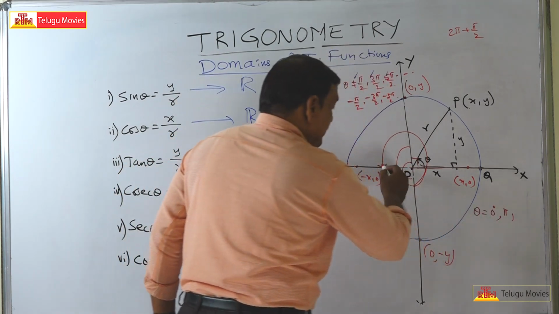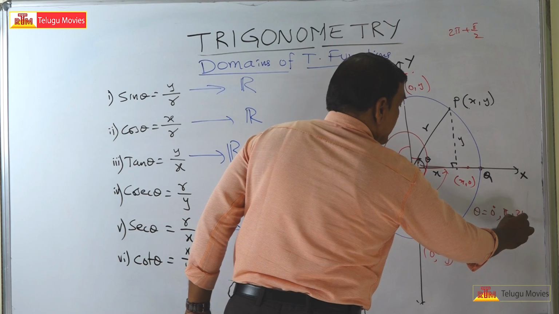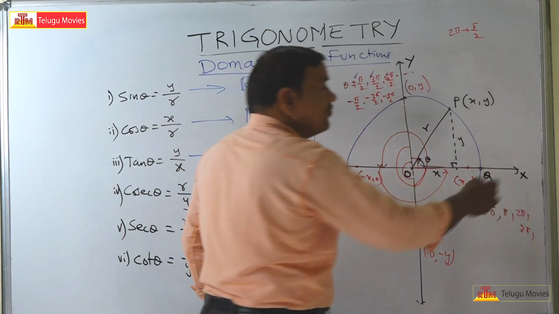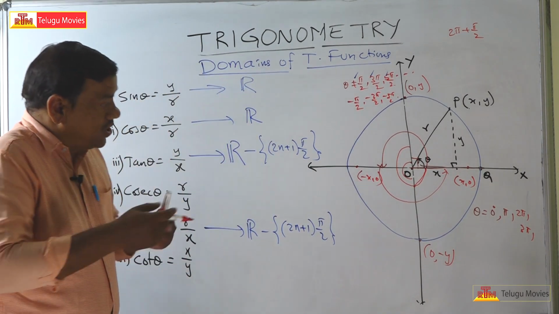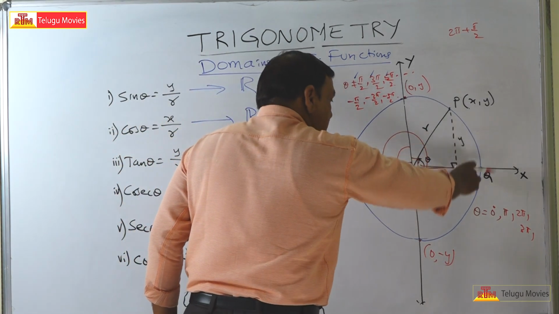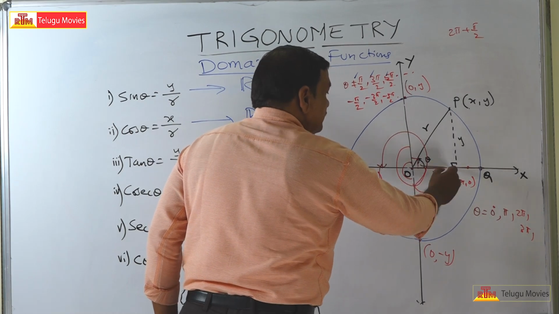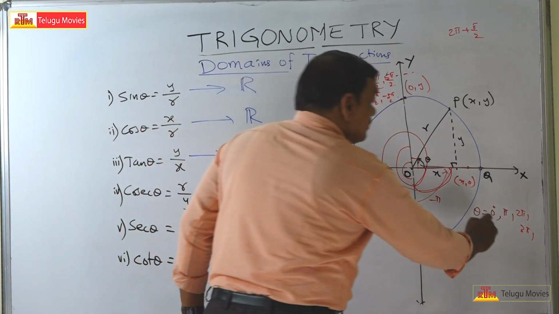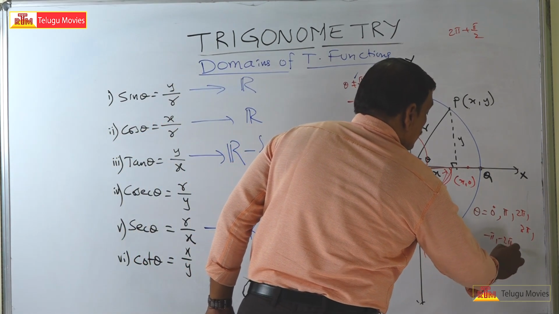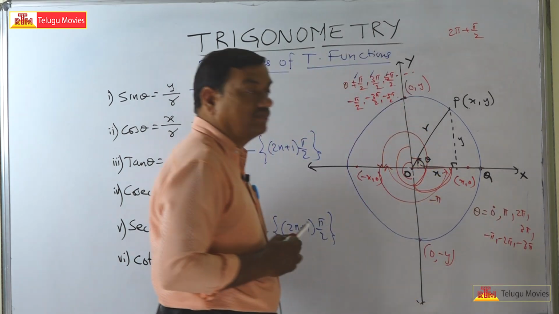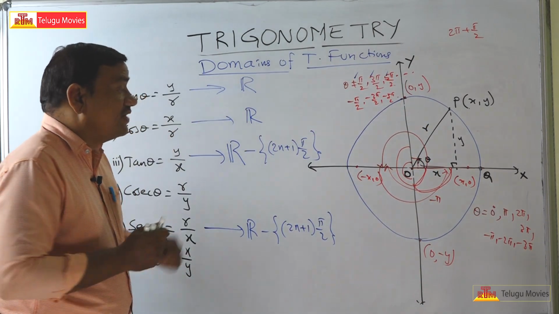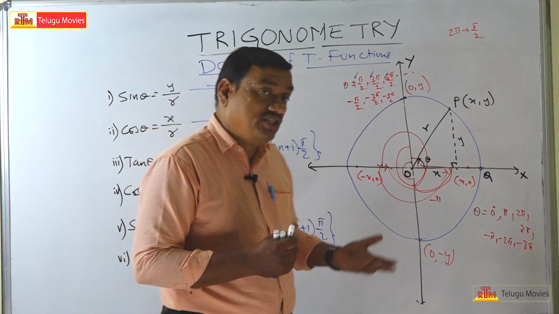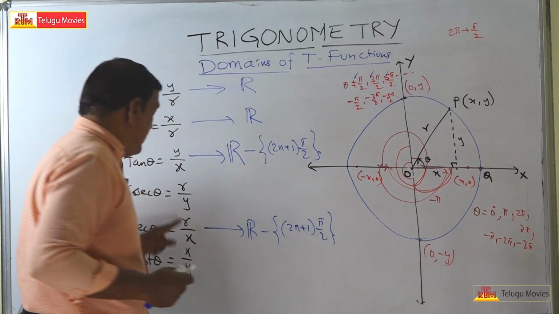If the terminal side comes here, what is that? Pi. If it completes one rotation, 2 pi. If it completes again, 3 pi. Again 4 pi, 5 pi, 6 pi. If this terminal side rotates in a clockwise direction, this is minus pi, minus 2 pi, minus 3 pi. So for the angles 0, pi, 2 pi, 3 pi, and so on, minus pi, minus 2 pi, minus 3 pi, and so on, y will become 0.